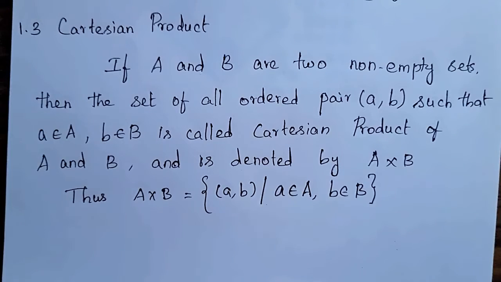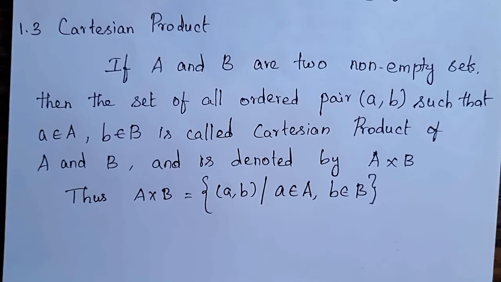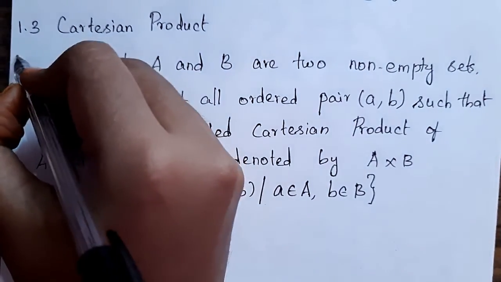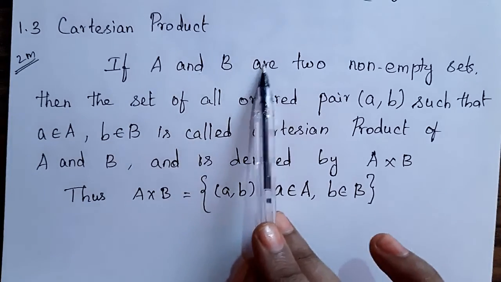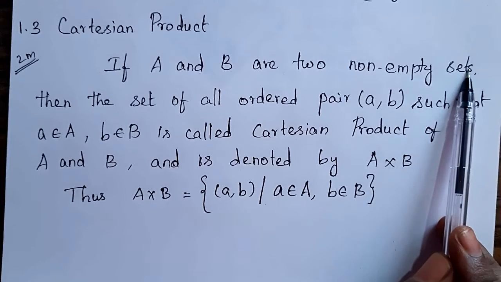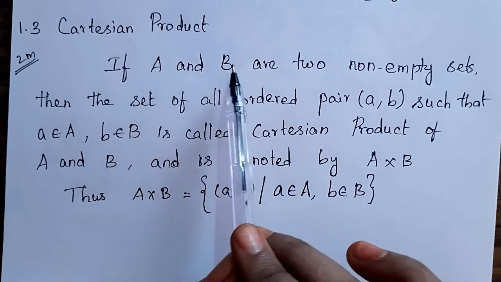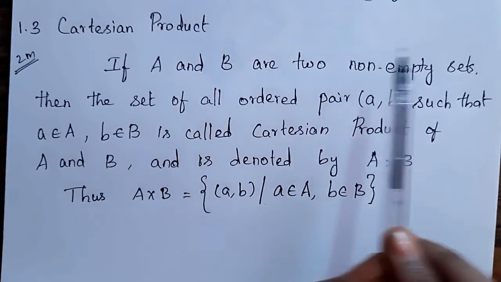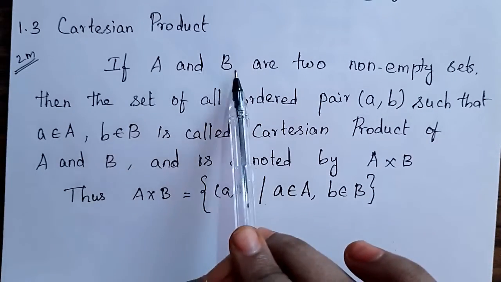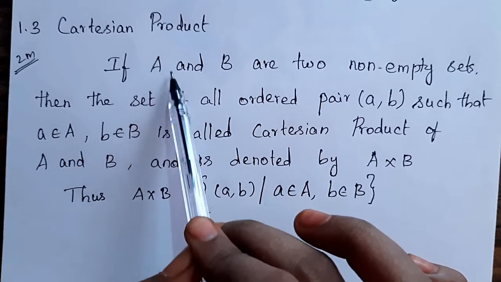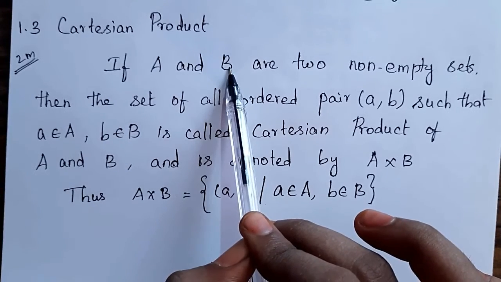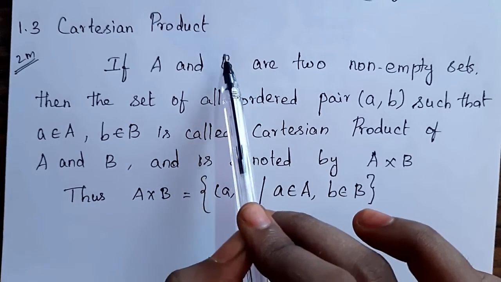Next is the Cartesian product. I will read out this definition. You have to learn it because they may ask this question for 2 marks. Cartesian product: if A and B are two non-empty sets, already I told you, capital letters denote sets. Non-empty means there should be some elements in A and B. There should not be a null set.